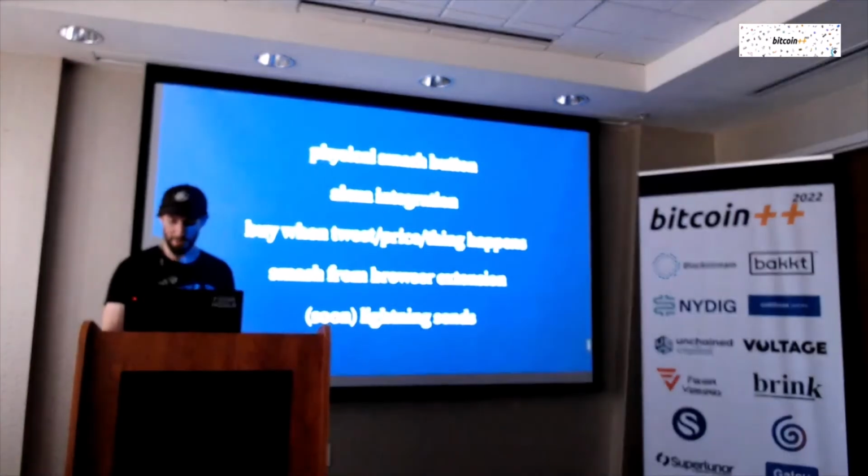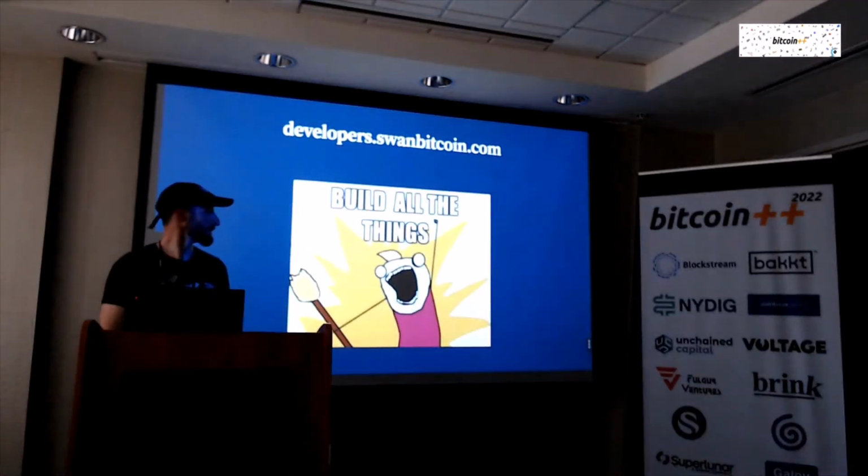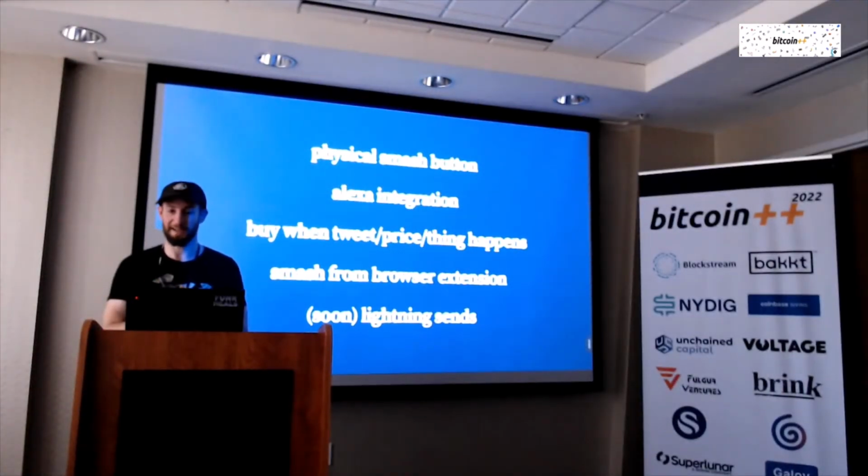So yeah, if you go to developers.swanbitcoin.com, there is some information on how to build things with Swan. Since this is a demo, the only API we have exposed so far is the Smash Buying API, which means you can make market buys, which is great. We all should be buying on a regular basis. Some of the things you might want to build with that: a physical Smash button, Alexa integrations, linking it up to tweets, things like that. Smash from your browser extension, and we're very close to releasing a Lightning Send capability as well.